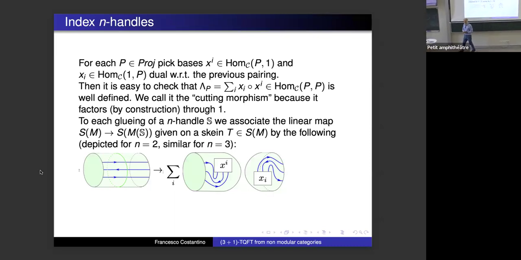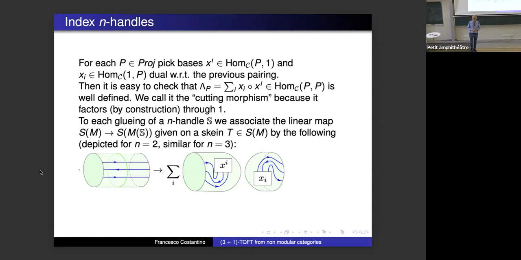And lambda is called the cutting morphism because basically what it does is it takes the identity of your P and kind of factors it through the trivial. It doesn't factor it, it's not equal to the identity, but it's something you apply to the identity morphism, you replace it by another morphism which passes through the trivial object.